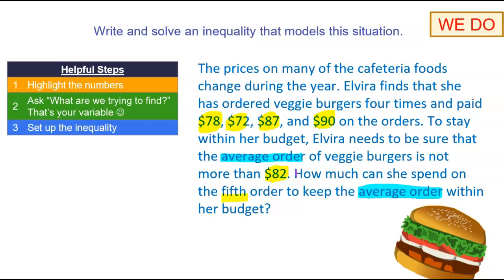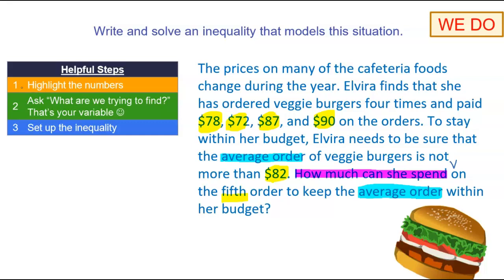So how much can she spend? That's going to be our variable. We need to answer that question with a variable. So let's give it a letter. Maybe V, like V for veggie burger. How much can she spend on veggie burgers on that 5th order?